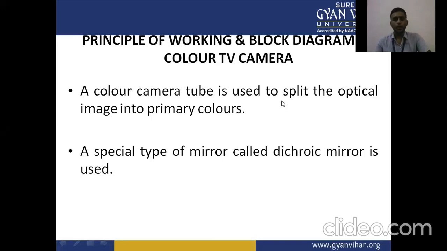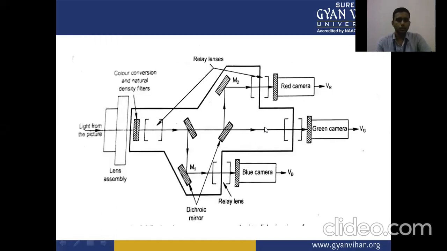So now we have the color camera tubes, which are used to split the optical image into the primary colors. These primary colors are red, green, and blue. A special type of mirror called a dichroic mirror is used. This is the diagram of how the light from the picture comes in and is converted into the three primary colors: red, green, and blue.